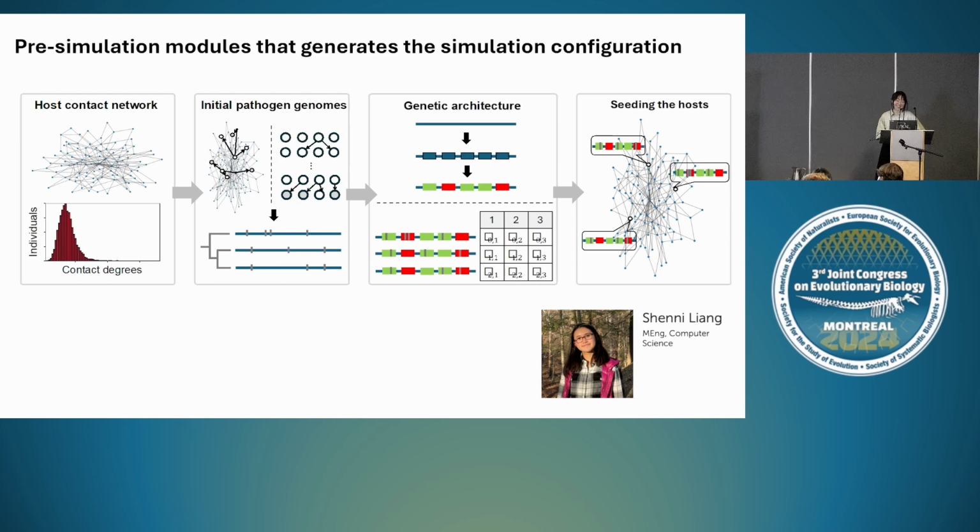For the genetic architecture, you could define, or we could generate, one for you that would define the effect sizes of all the mutations you have in the genome, so that every genome will have its own trait values. The important traits such as transmissibility or drug resistance will be different for each genome if they have different mutation profiles. And then we can seed the host, and we provide some algorithms to seed the host. For example, you might want to seed a very low connectivity host with a very high transmissibility strength, and those can all be done in this pre-simulation configuration.